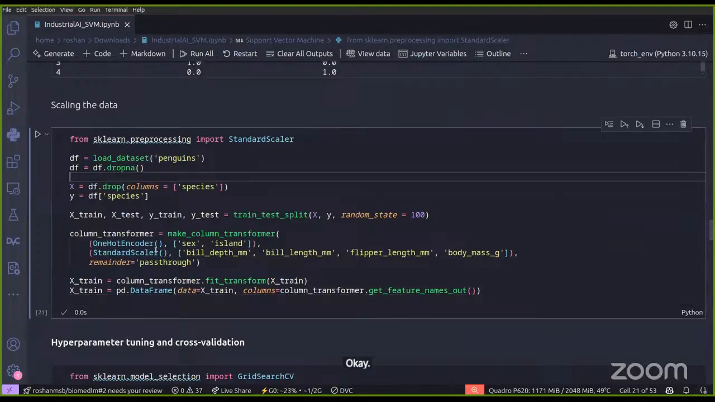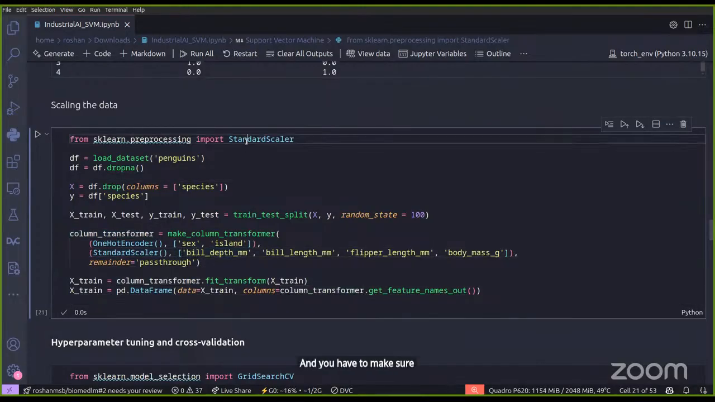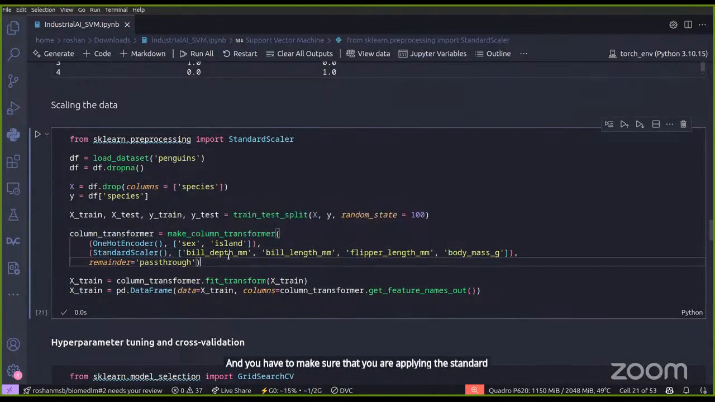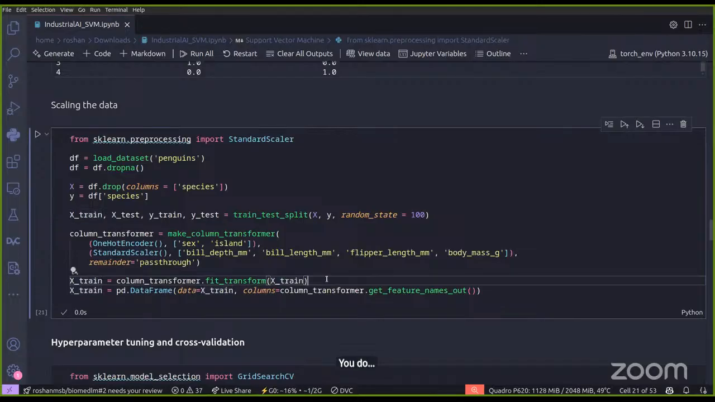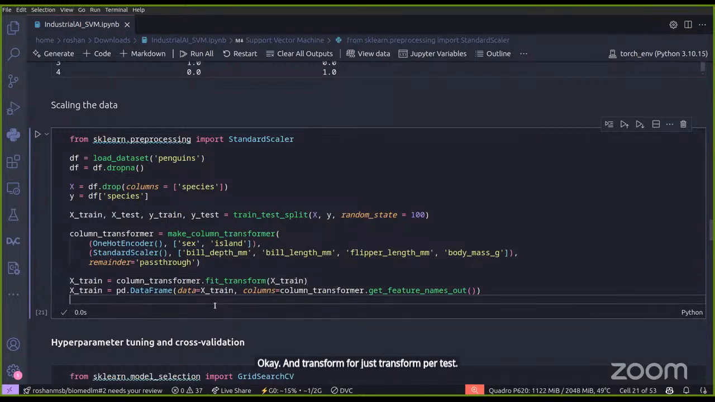And you have to make sure that you are applying the standard scaler after doing your splitting. You do fit_transform for X_train, and transform for test. You have to remember that.